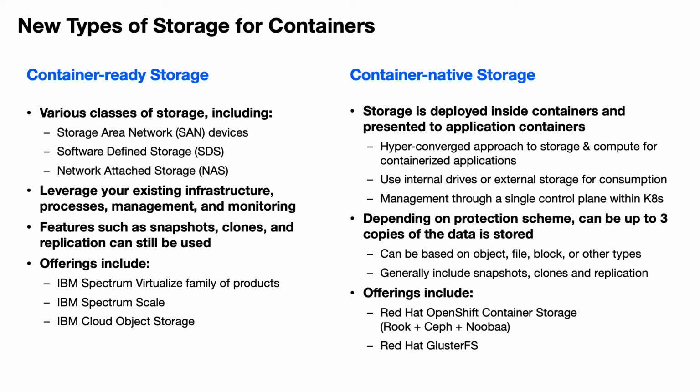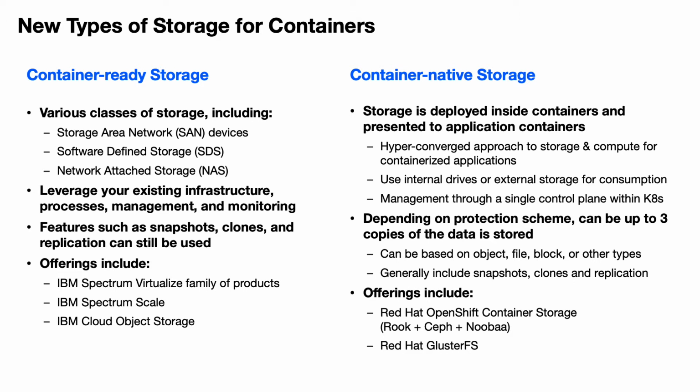Productized versions of container-native storage can include things like GlusterFS and OpenShift Container Storage, both of which are provided by Red Hat. They are capable of storing the object, file, and block types that I had previously mentioned in this presentation. So what benefits does container-native storage confer over container-ready storage types?